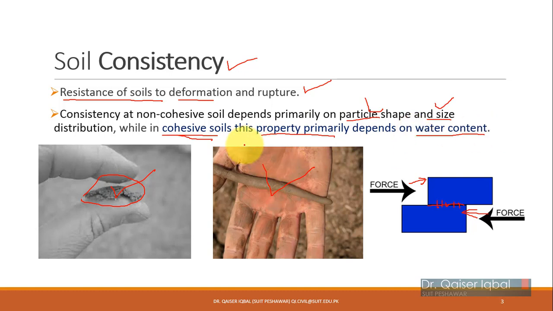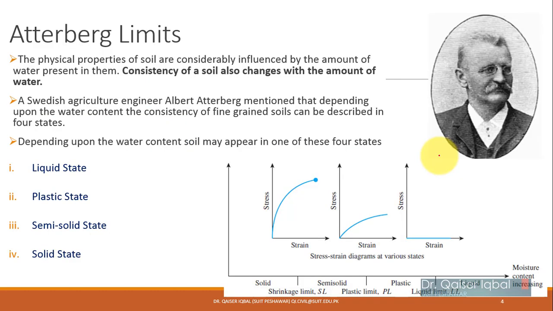So in cohesive soil, the consistency, which is the resistance to deformation, primarily depends on the moisture content or the water content. The more the water, the less the consistency. So who was the one to discover this? A Swedish agriculture engineer named Albert Atterberg. Sir Albert Atterberg discovered that the physical properties of soil are considerably influenced by the amount of water present in them, and the consistency of the soil also changes with the amount of water.